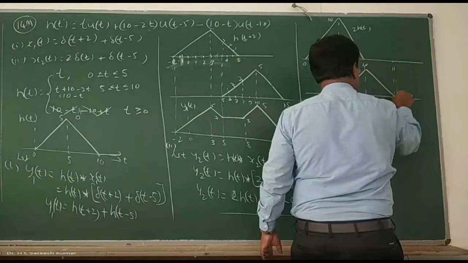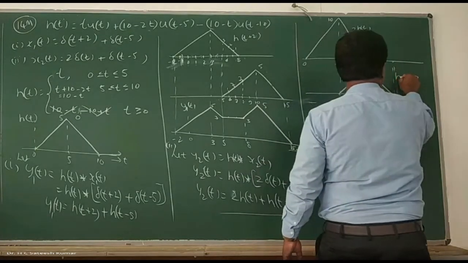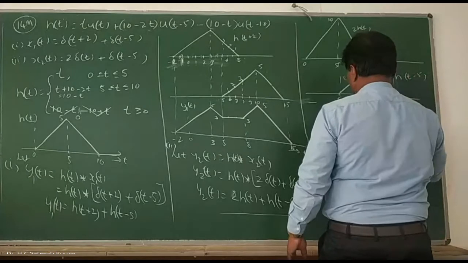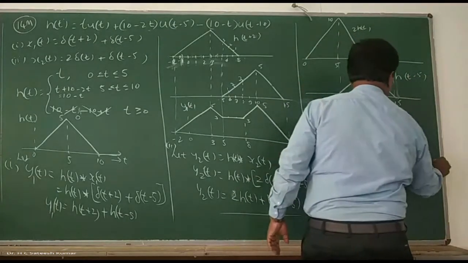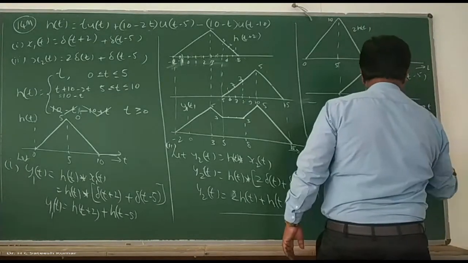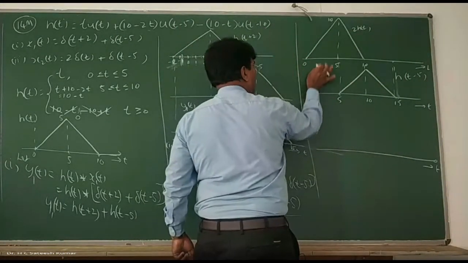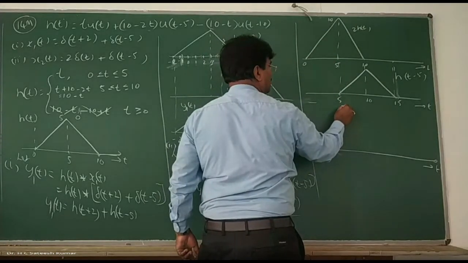Okay, right. This is 15, 10, 5. This is h of t minus 5. Add these two, so that will be the required signal. This is the time axis, this is the time axis, this is also the time axis. Add these two. So the first part is very easy: 0 plus something, something will go up to 10.